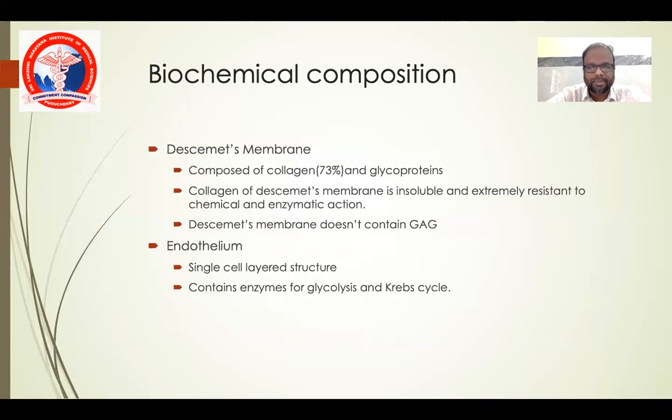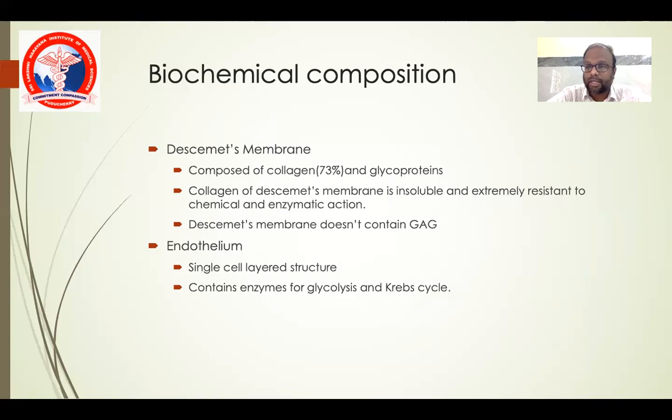Now coming to the Descemet membrane. The Descemet membrane, as you know, is constantly laid down by the endothelium. Unlike the Bowman's membrane, which we have already discussed, the Descemet membrane is the true basement membrane of the endothelial cells. The Descemet membrane is composed of collagen to an extent of 73% and glycoproteins. The collagen of the Descemet membrane is insoluble. It's very important, and it is extremely resistant to chemical and enzymatic action.